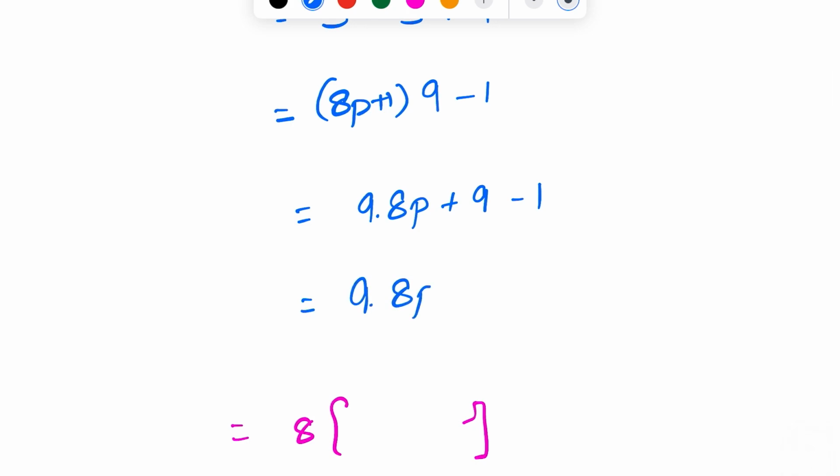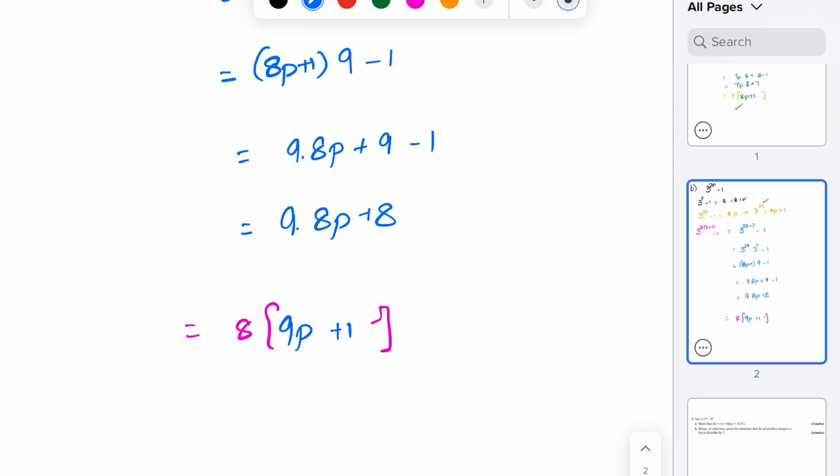9 times 8p plus 8. Take 8 common, 9p plus 1. So therefore it is divisible by 8. By principle of mathematical induction, it is true for all positive integers of n. Don't forget to write the conclusion.